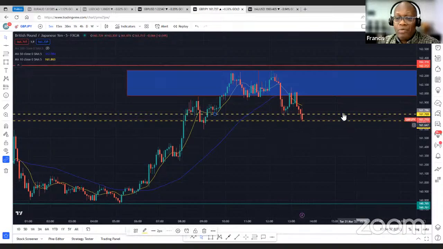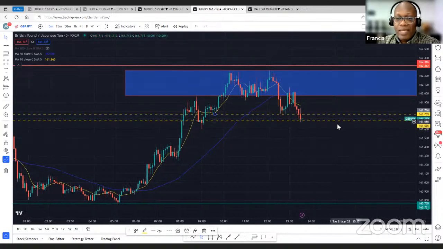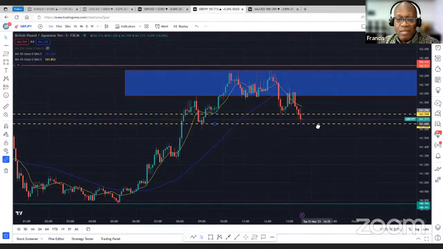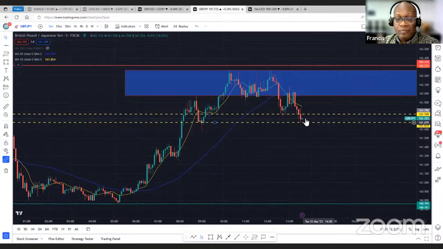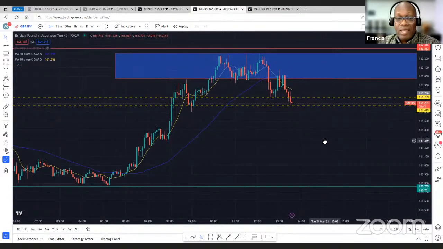Because you can see my two yellow lines, two broken lines. That's basically where I would preferably want it to break below this area. So the momentum now clearly seems to be to the downside. Once it breaks below this second yellow line, we know it's going to push, it's going to drop.